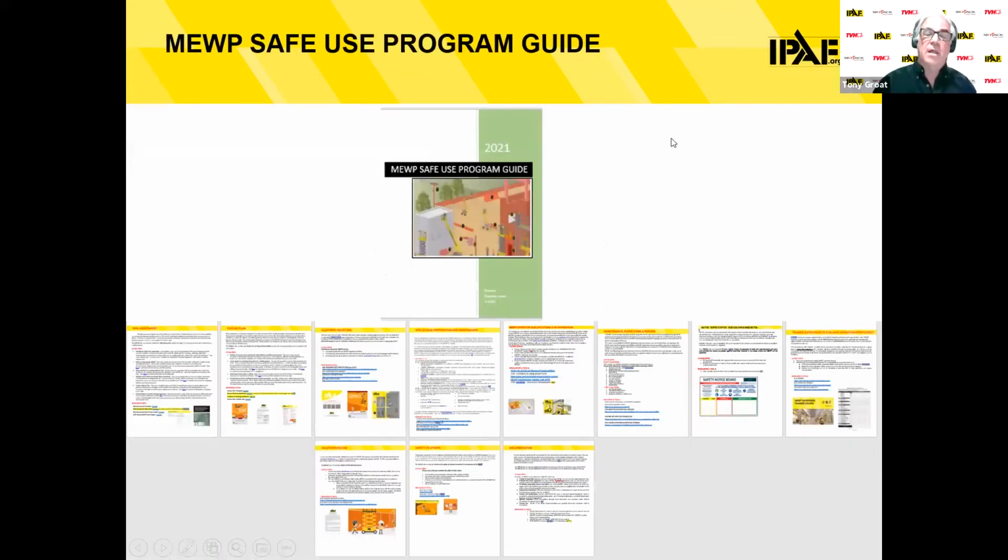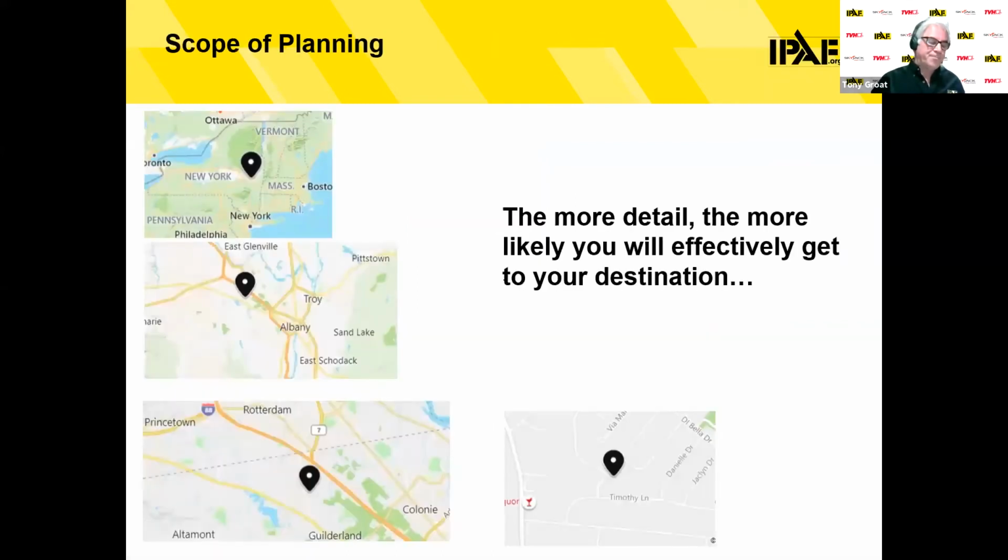So how do we go about developing a safe use plan? Well, the IPAF North American Council is in the process of completing a guide with action steps and resources to assist all MEWP users in developing their MEWP specific safe use program. Here you see an outline of what that will look like. We have all the individual topics, the buckets, and within those, action steps and resources for you to follow to develop your program. And today we're going to go through those topics one by one.